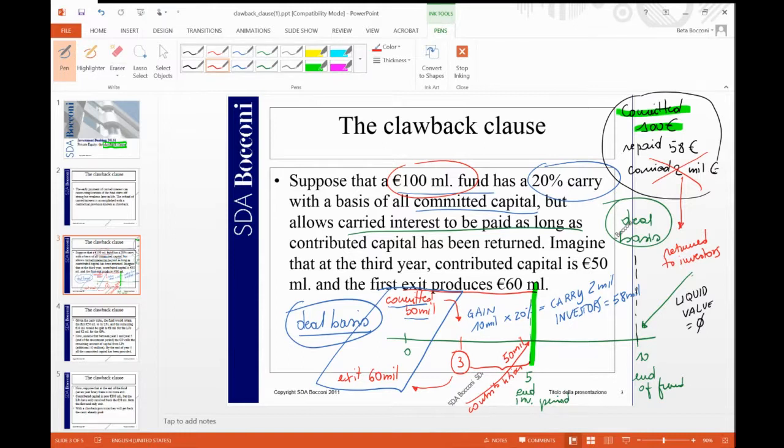Crystal clear for you? Clarify your point? Yes, I have removed the assumption to have the contribution only in 1 year.